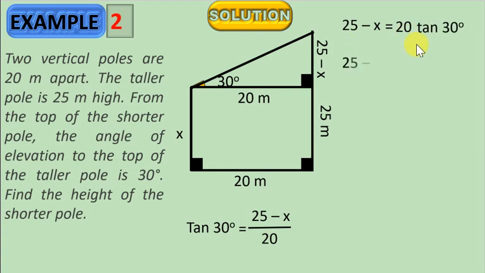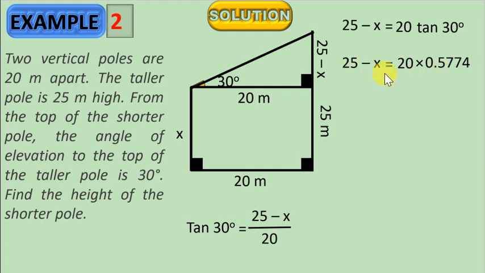Now I'm going to put in the value of tan 30 degrees. Use a calculator, and make sure your calculator is in degree mode. Then we have 20 times tan 30 with the calculator, which will give us 0.5774. Check with your calculator and you will discover this value is correct.